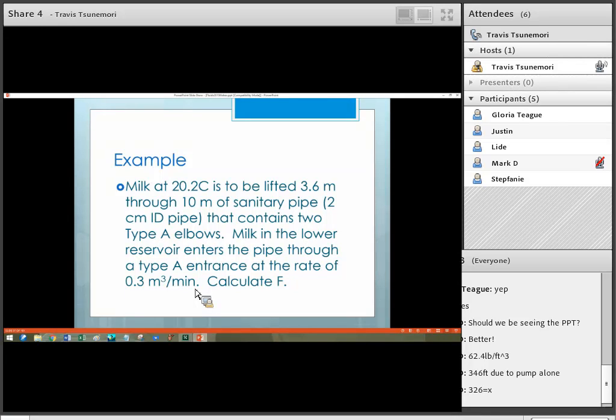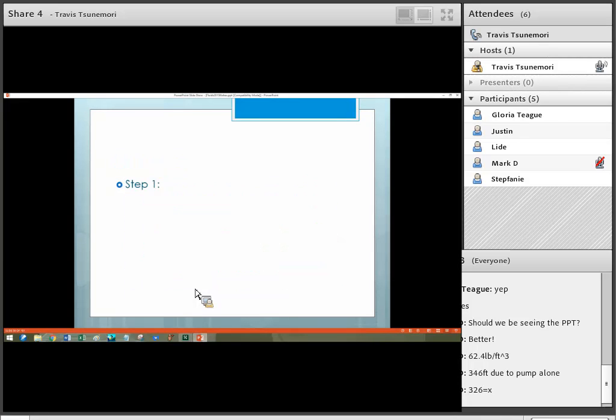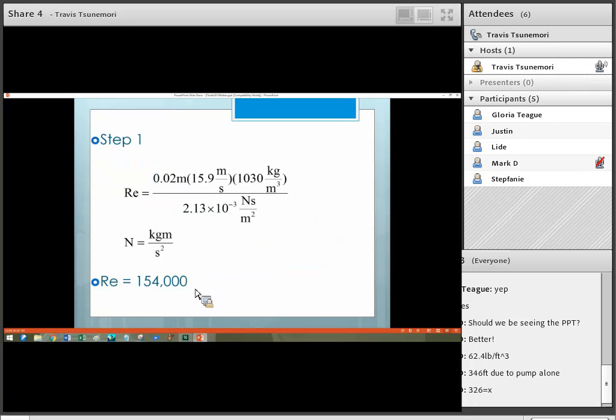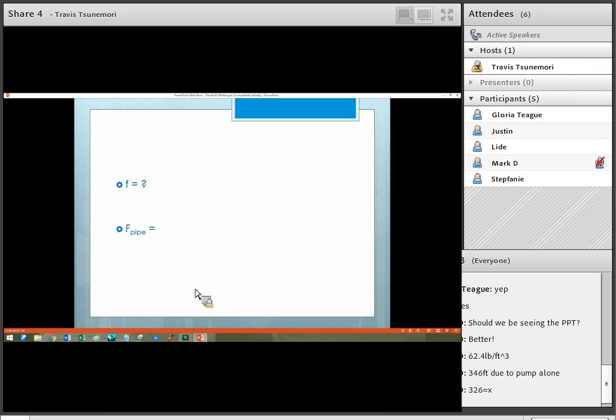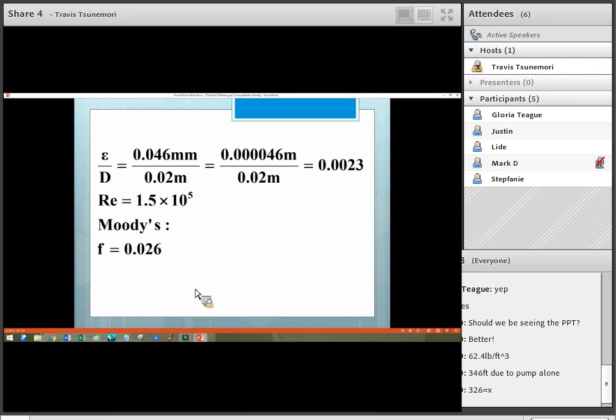At the rate of 0.3 meters cubed per minute. And we've got two type A elbows. Type A elbows have Ks of 0.5. Okay, and I think that's all we need to be able to solve it. So the first thing we're going to do is find our Reynolds number, which we've done, 154,000. And then we're going to find our friction loss coefficient. I'm looking at that because that's a different number than I just found, but it's pretty close. Oh, that's right, because we were doing a different problem before.